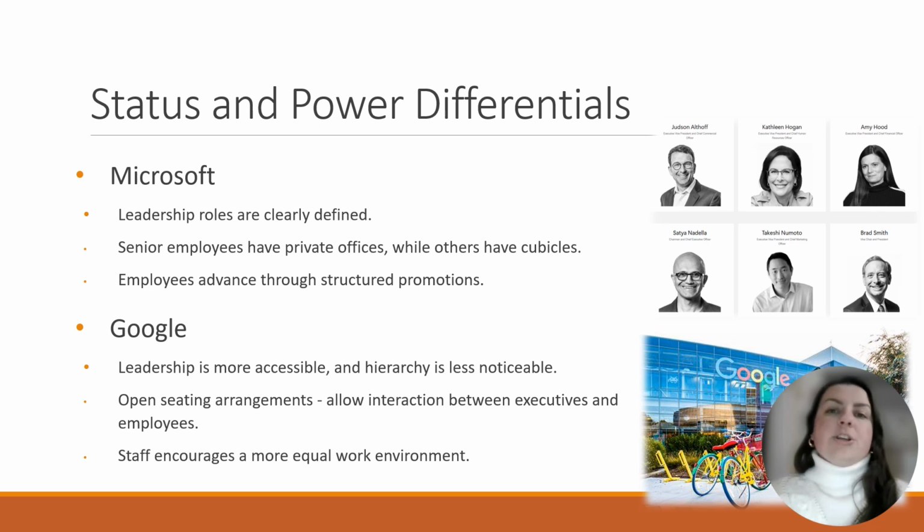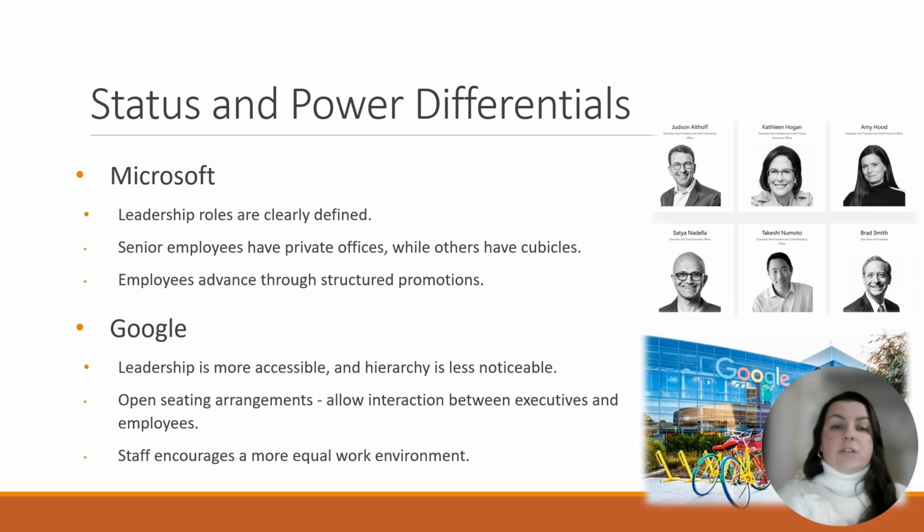Right now, let's check if there is evidence of status and power differentials. At Microsoft, leadership is very clear, very defined. If you look at the website, the first thing you find in the About section of the company is the executive board. So they have this hierarchy very clear. Senior employees have private offices with windows, and others have to work in cubicles. So not only on the website, but in the day-to-day activities, this power and this status differential are very clear.